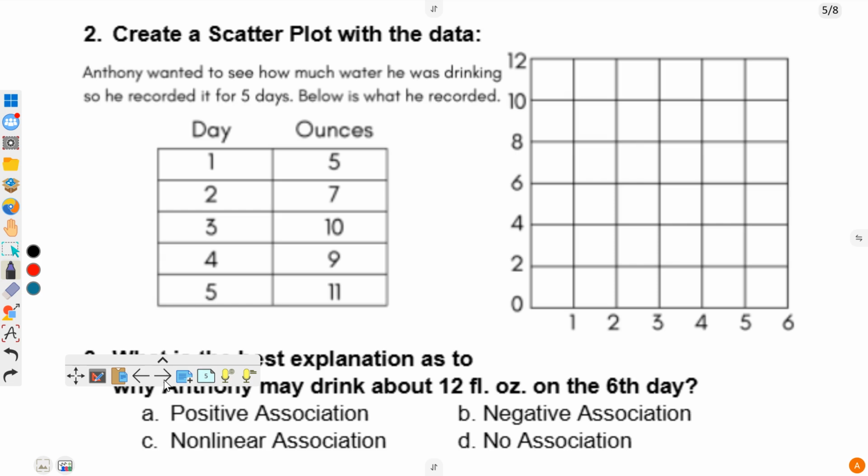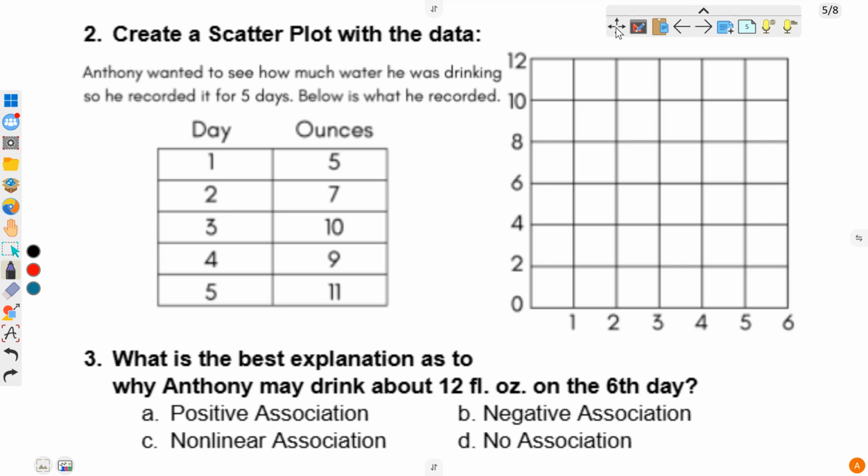Okay. Question 2, Anthony wanted to see how much water he was drinking, so he recorded it for 5 days. Below is what he recorded. All right, so we have our 2 situations, our days, and the ounces of water he's drinking. So remember, we always need to do our X and our Y. Our X comes first, our Y comes second. Once we do it on our table, we need to do it on our graph, okay? So this here at the bottom is the days.